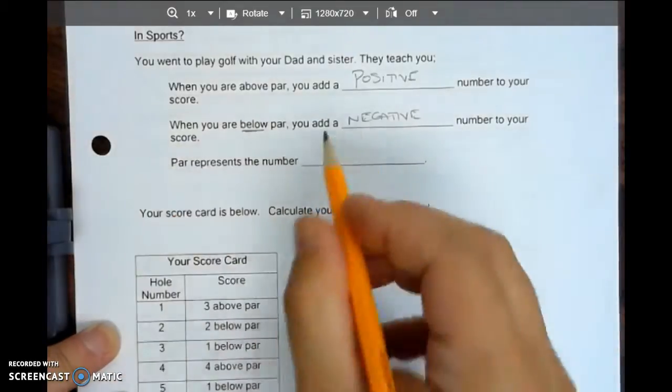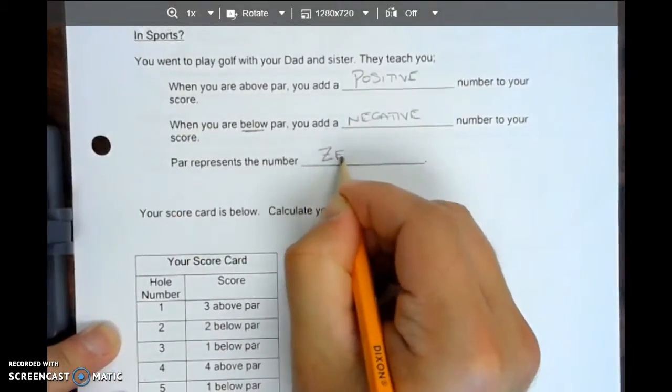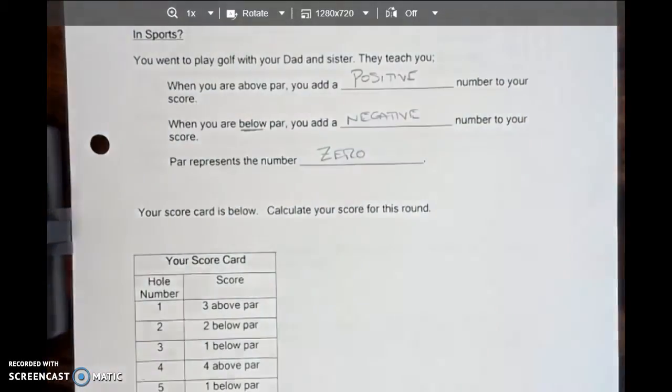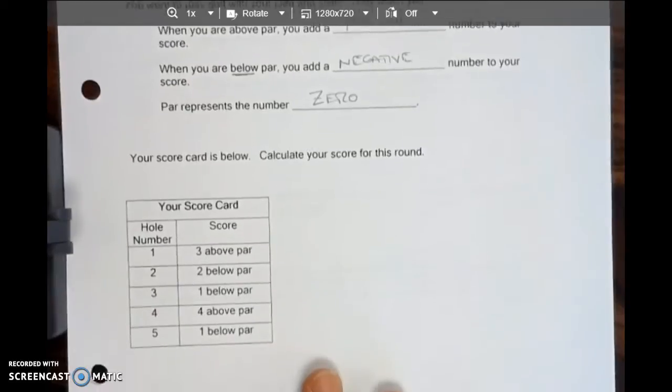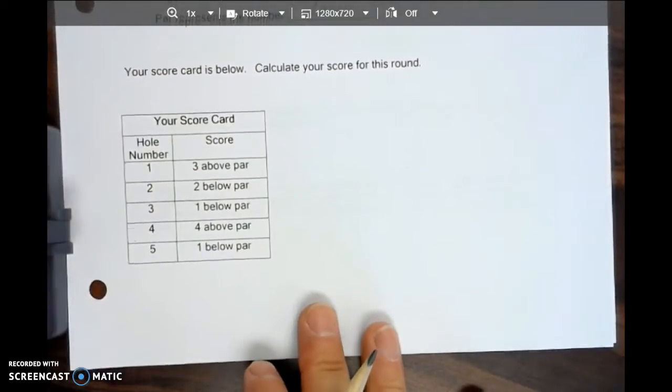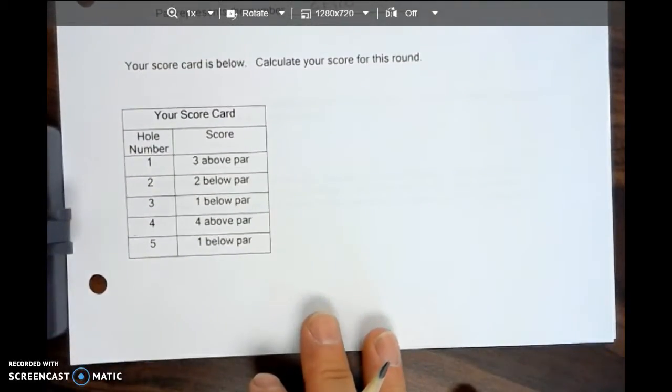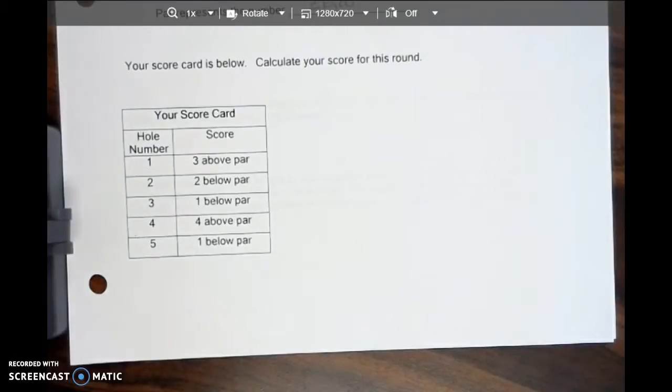And par is represented by the number 0. Okay, so if your score is right at par, you have a score of 0. If you're above par, it's going to be positive, and if you're below par, it's going to be negative. In golf, negative scores are better than positive scores, so you want to try to be below par when you're in golf. And so I have your scorecard represented below, and based off of the scorecard, we're going to come up with the total score that you had for this round.